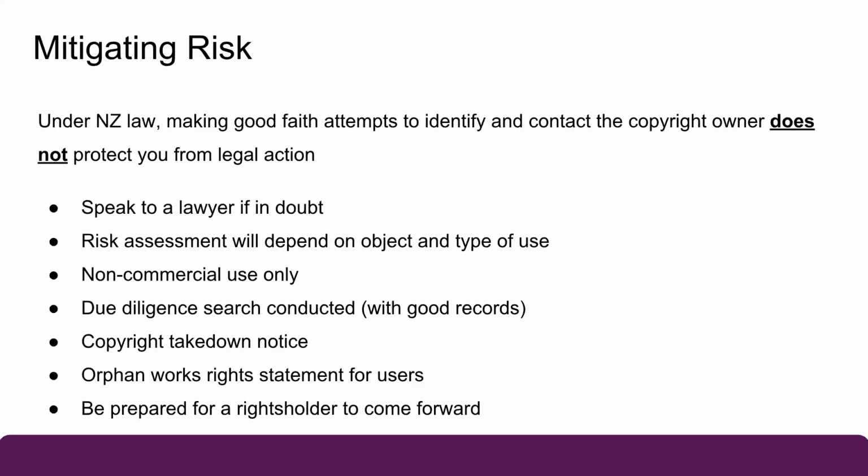So if people see things online, they usually want to reuse it right away. And having a clear statement to let them know that the work is an orphan work and it will carry risks for them if they do want to reuse it is quite good. And also be prepared for a rights holder to come forward and be prepared to pay a fee to them to license the work to use as well. So Kim's just going to talk next about an example of a mass digitisation project.